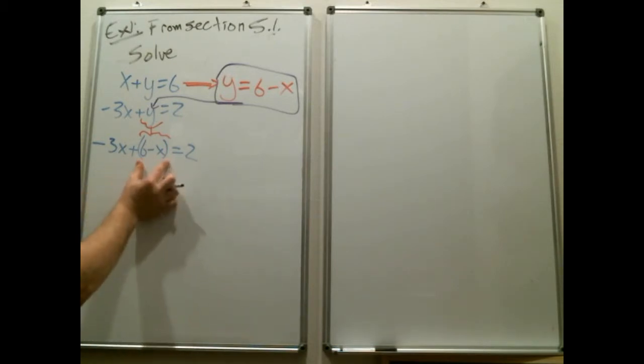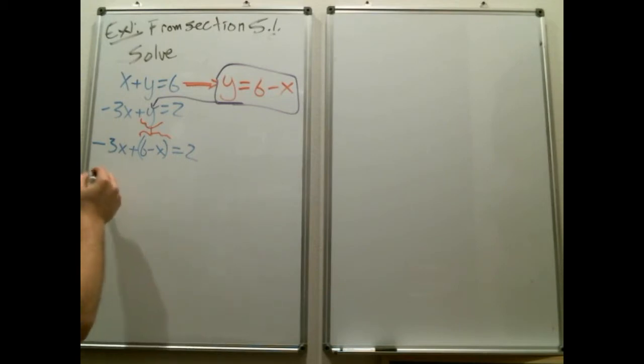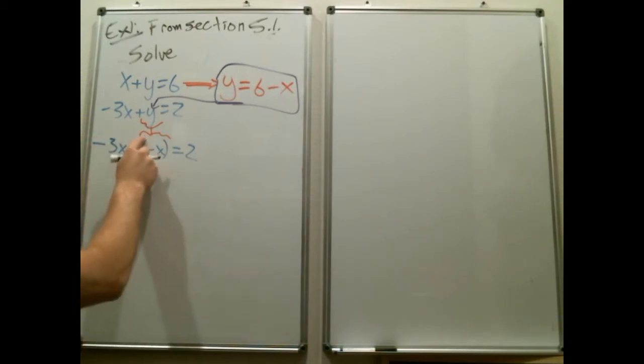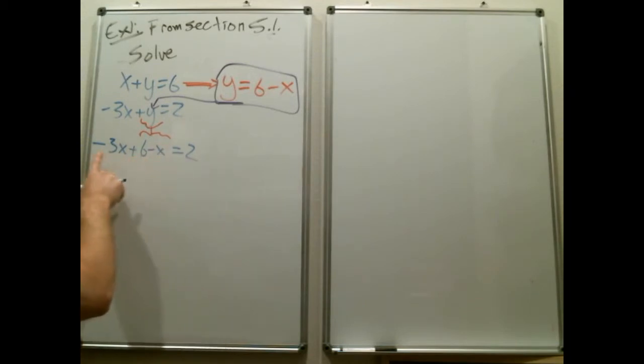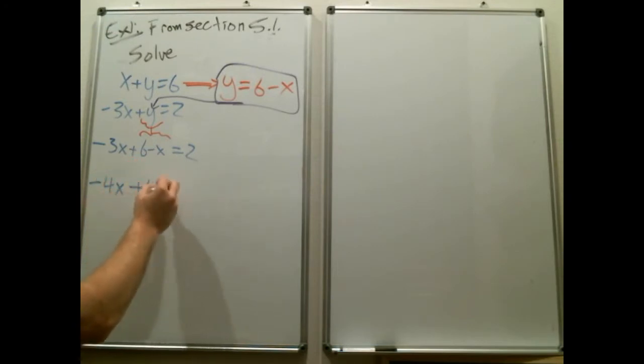Alright, and these parentheses here are probably a good habit to get into, but in this particular problem, they don't do anything because there's no minus sign or anything to distribute. So I'm just not going to write them. It's okay if you did. But minus 3x minus x is minus 4x plus 6 is equal to 2.